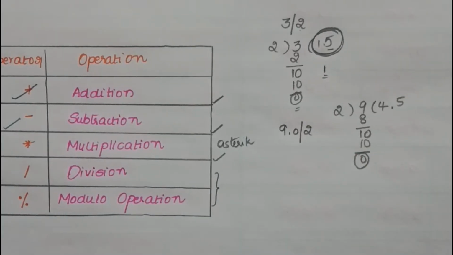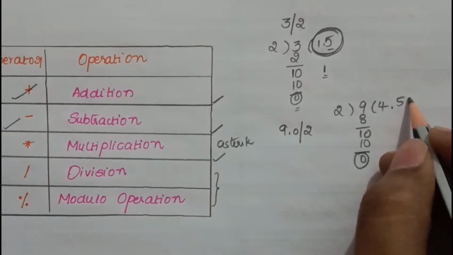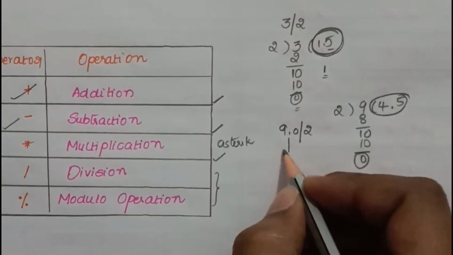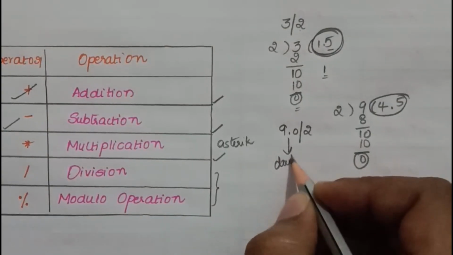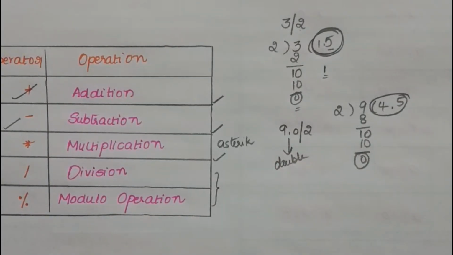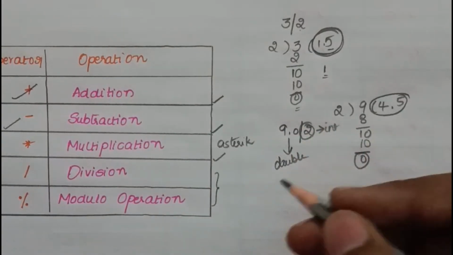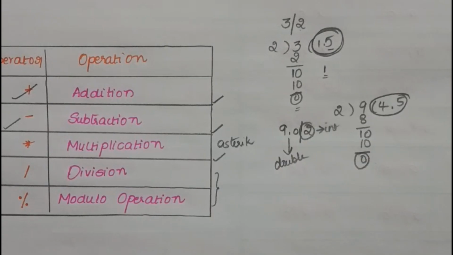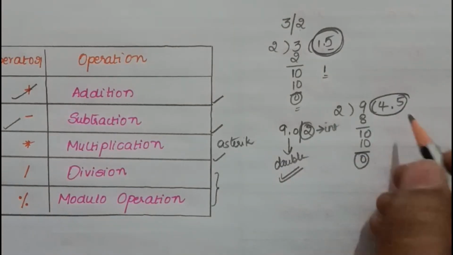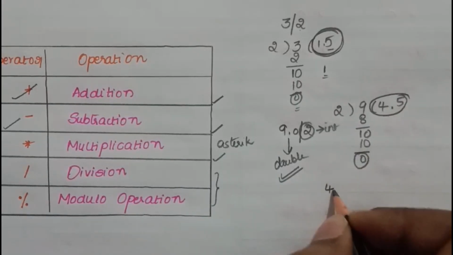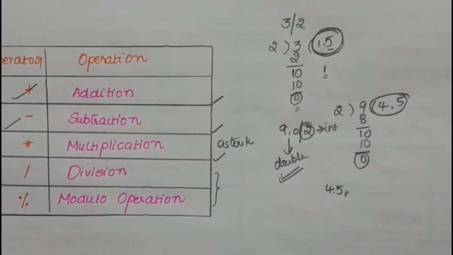Now, the data type of the final result will depend on the largest data type present in our expression. This is double. By default, every real number will be treated as double. And 2 is an integer. Among these, int and double, which is the largest data type? Double. So the final output will also be double, and we don't get 4. 4 is an integer. We get 4.5 as output.